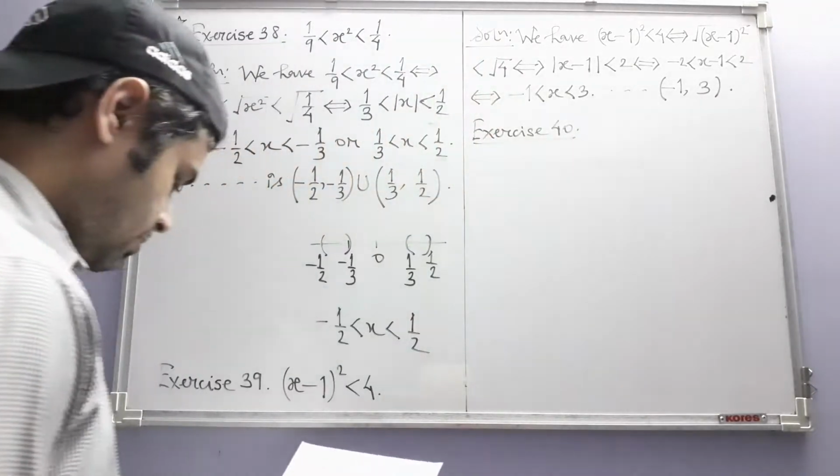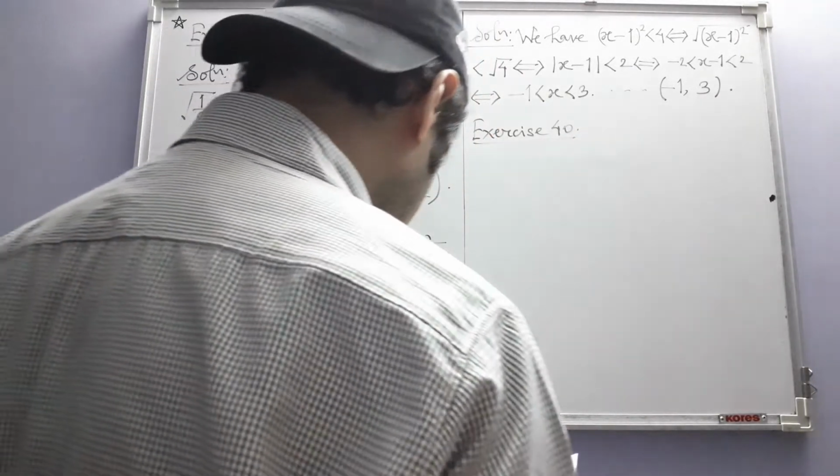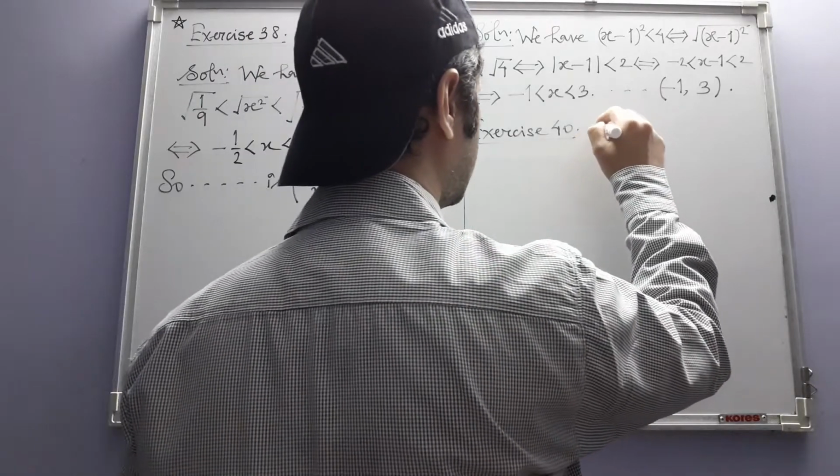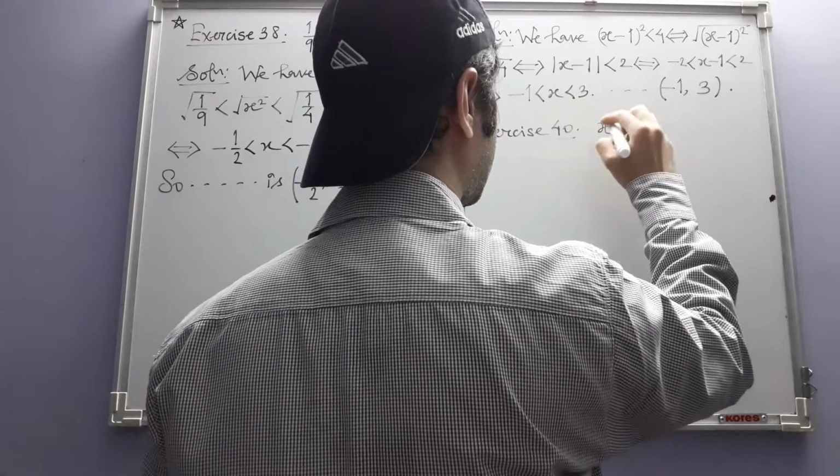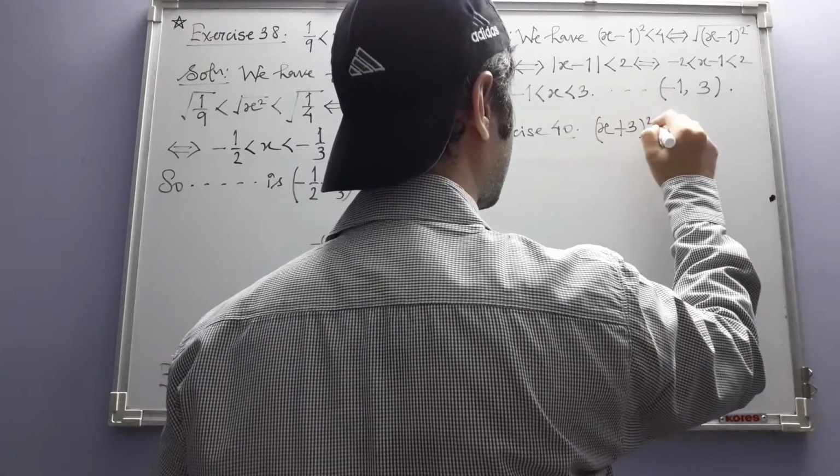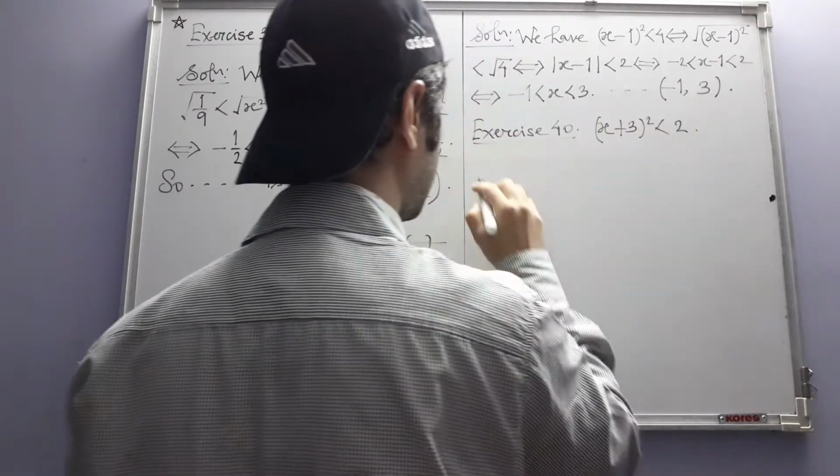Then exercise 40. X plus 3 whole square is less than 2.